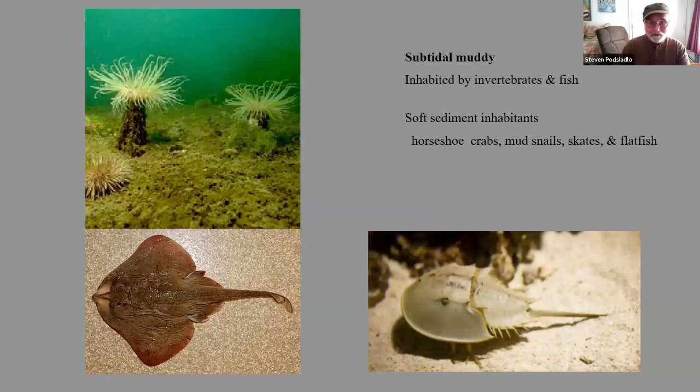Subtidal muddy areas are generally inhabited by invertebrates and fish. Soft sediment inhabitants include horseshoe crabs, mud snails, skates, like this one here, and flatfish. Also, there's some anemones that will grow in a muddy environment.